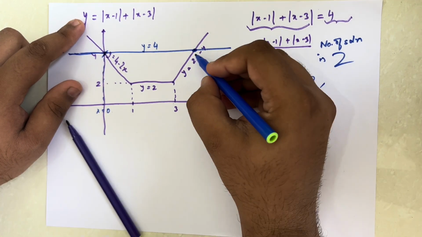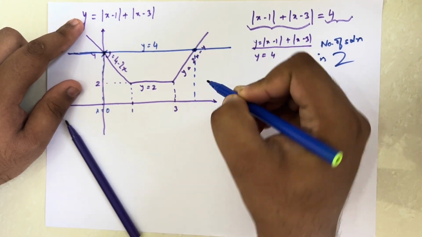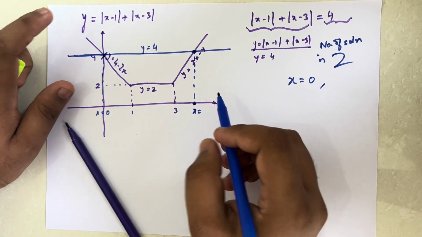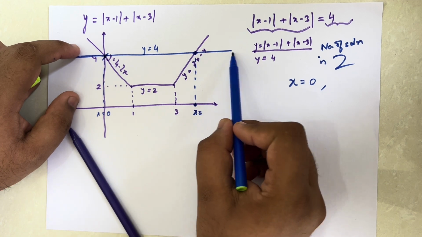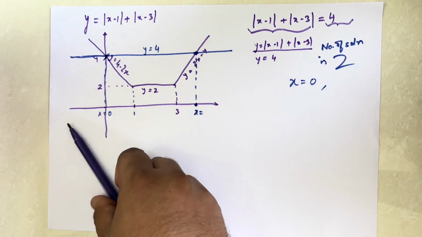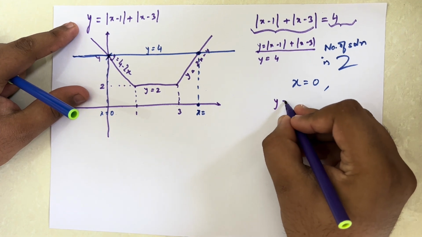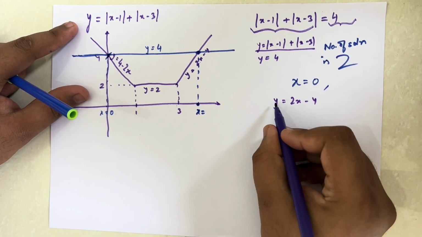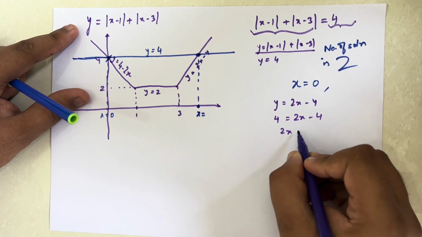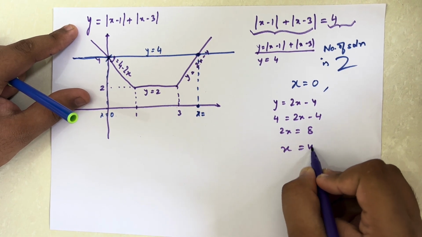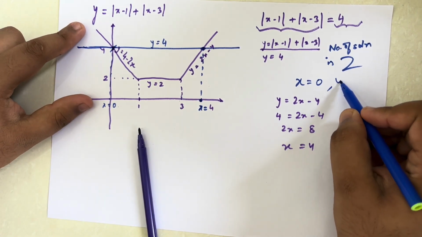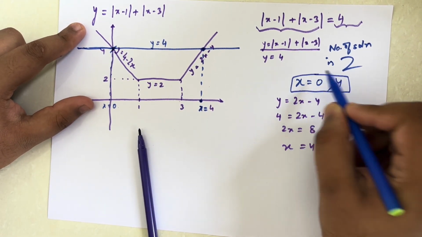What is the other value of x? So basically you have to find this point. You have to find the value of x over here. So simply, this is y is equal to 4 and this is intersecting which line? 2x minus 4. So you have to simultaneously solve these equations. y is equal to 2x minus 4, where y is equal to 4. So 2x minus 4 equals 4. So 2x equals 8 and x equals 4. So this point is x is equal to 4. So what are the two solutions? One is x is equal to 0 and another is x is equal to 4.